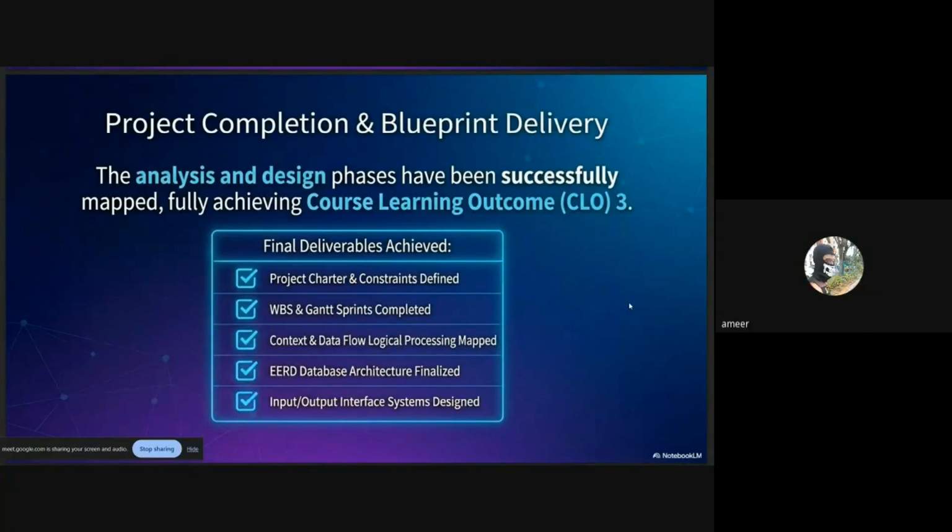Okay, thank you, Faris. In conclusion, our team has mapped out the essential analysis and design blueprints required for this system, successfully achieving the requirements of course learning outcome 3. Our finalized deliverables include a defined project charter and constraints, completed WBS and Gantt charts, context and data flow logical diagrams, a structured EERD architecture, and design input and output interface systems.